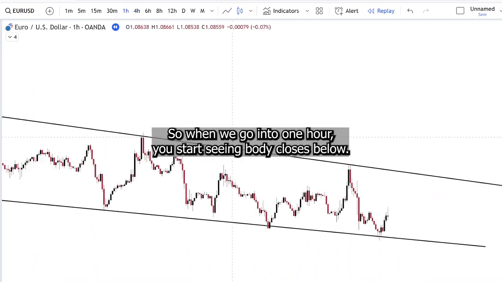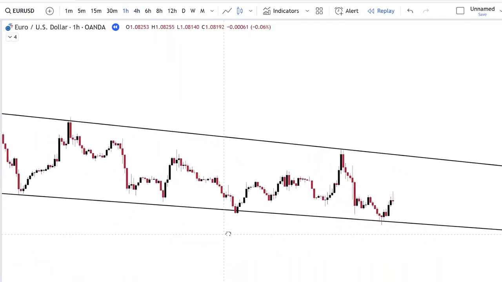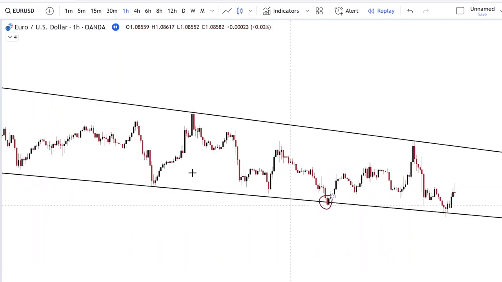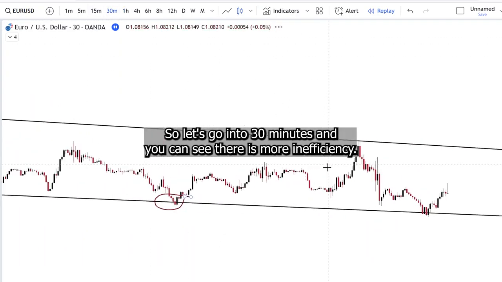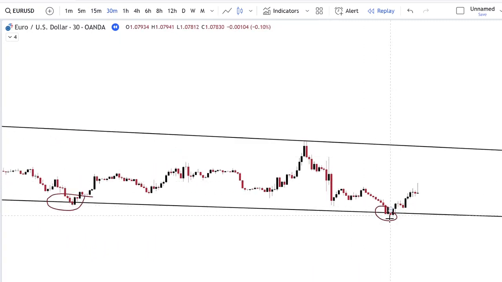When we go on the 1 hour, you'll start seeing body closes below. That means the price spent too much time down here for this time frame. So as you can see, there is a candle close. And look what happens when you go even lower. Let's go into 30 minutes and you can see there is more inefficiency. So we have a body close outside of the range and back inside of the range here.